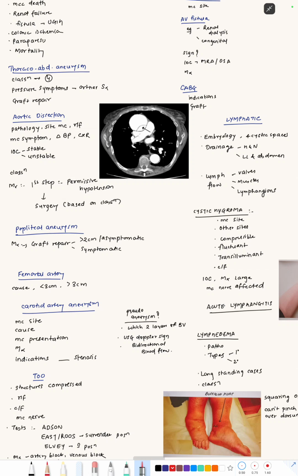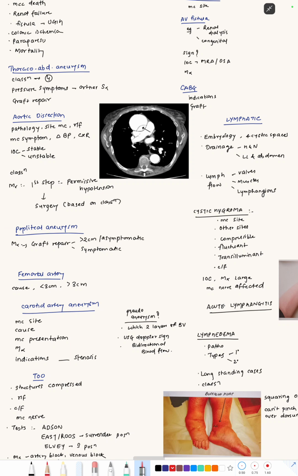Carotid artery aneurysm, the most common site is going to be the carotid bifurcation. The cause, atherosclerosis. Most common presentation in carotid artery aneurysm is going to be transient ischemic attack to the patient, blackouts. The management over here is carotid endarterectomy, and indications for this are going to be stenosis of more than 70% with blackouts, facial paralysis, arm leg paralysis, anything like that. Investigation of choice is duplex scan.